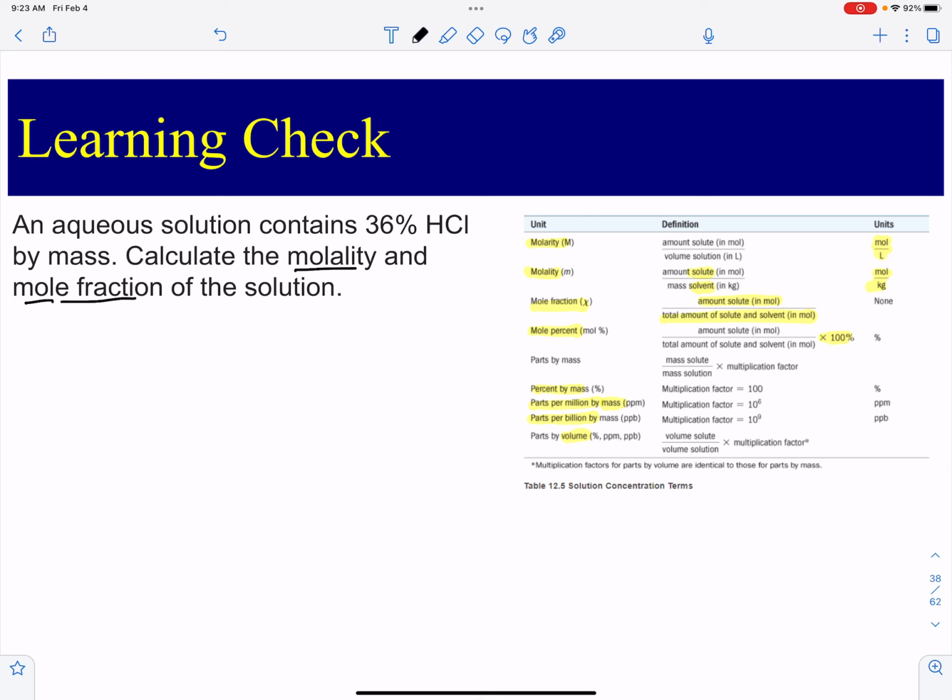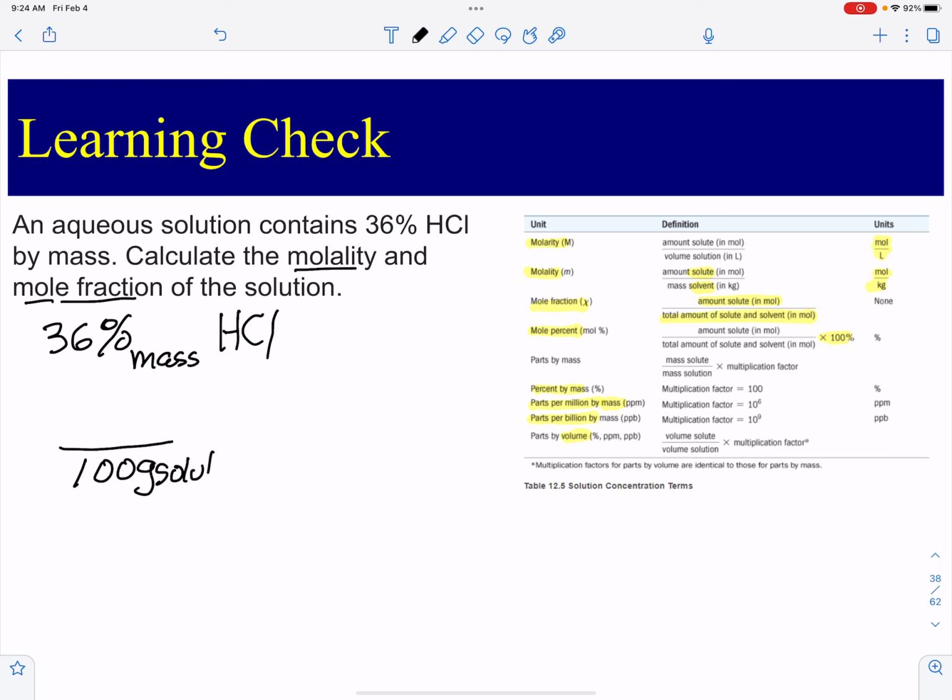The first thing we have to do is understand what the problem is telling us. The problem is telling us that 36% of the mass is hydrochloric acid. In other words, if the solution mass is 100 grams, then only 36 grams are the solute, which is hydrochloric acid. So 36% is just a ratio.